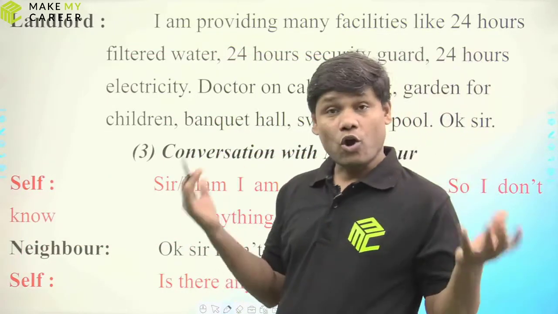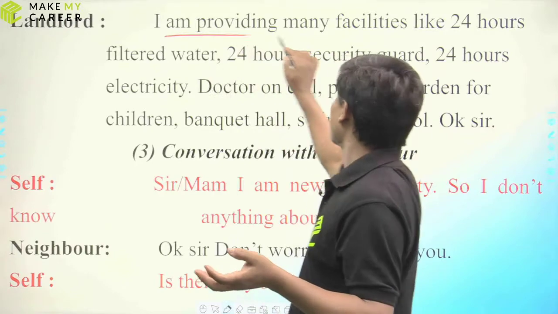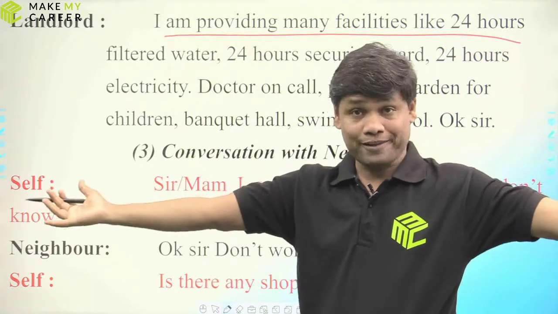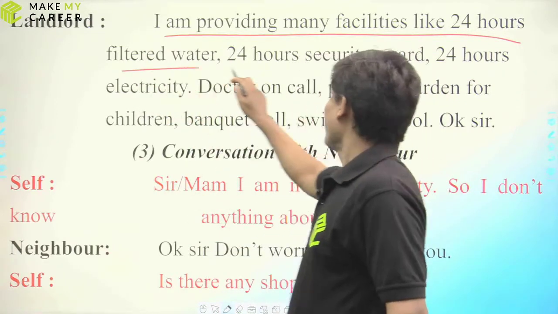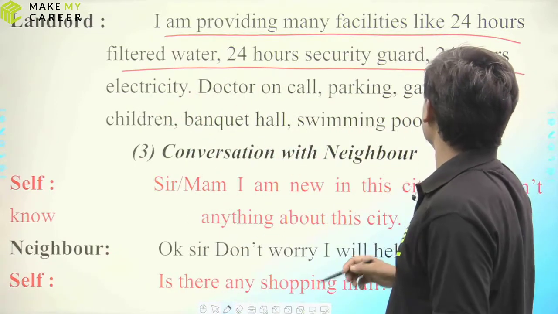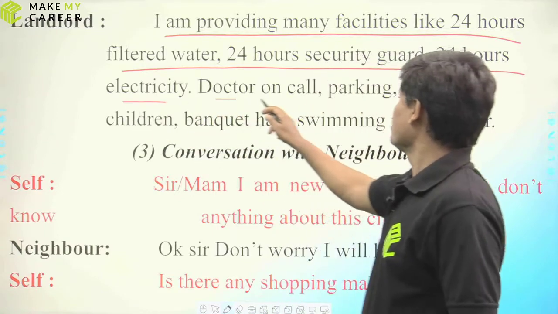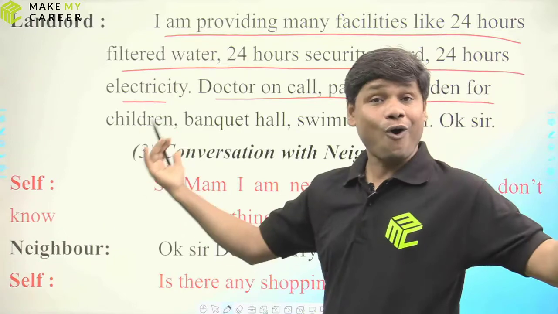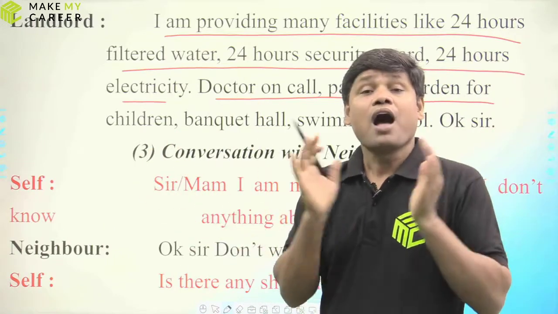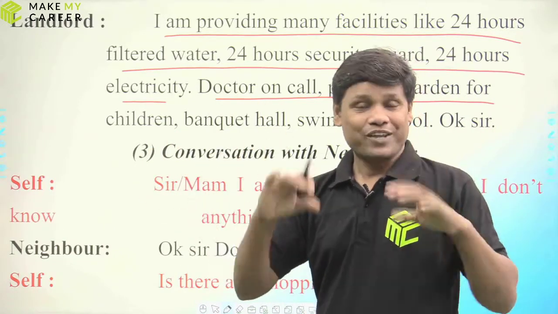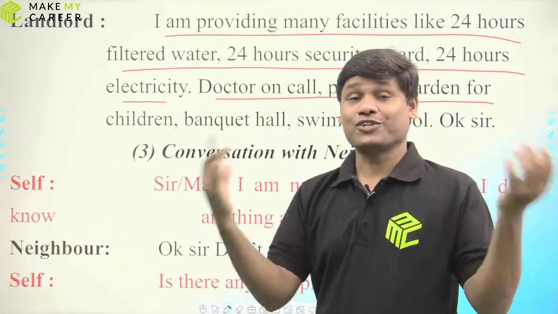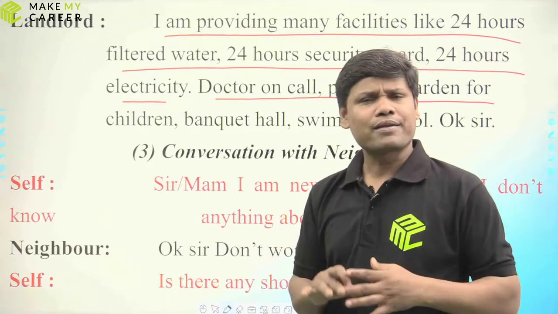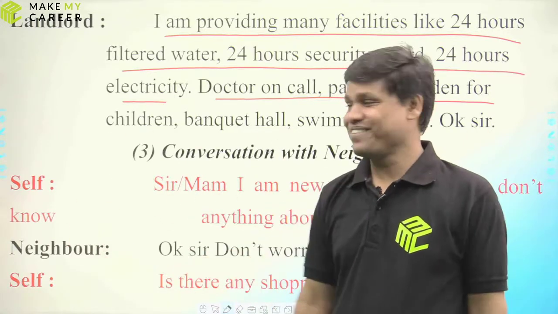Now the landlord is telling, I am providing you many facilities. We are giving you every facility, what all? Filtered water, 24 hours security guard, 24 hours electricity, doctor on call, parking, garden, children's area, banquet hall, swimming pool and all. Means the landlord said I will provide you 24 hours electricity, filtered water, 24 hours security guard, doctor on call, parking facilities and many more.